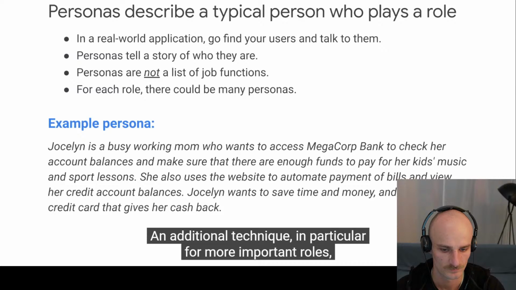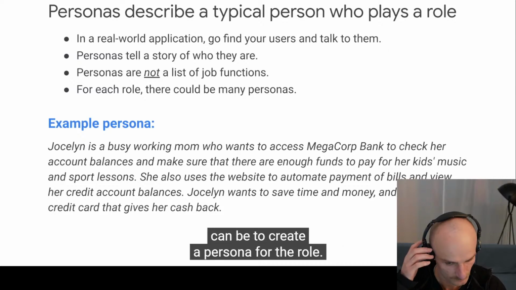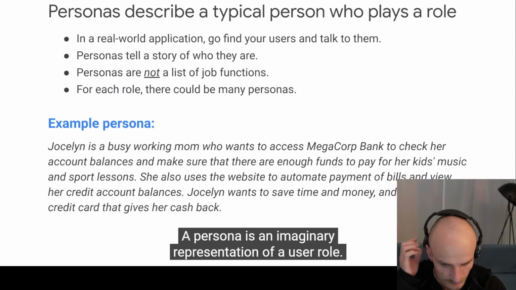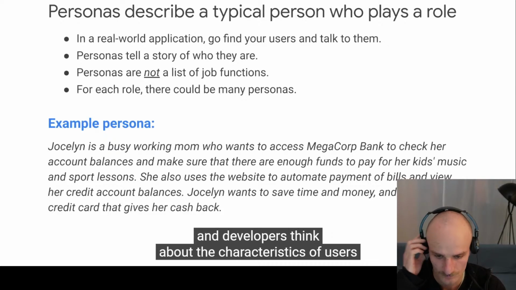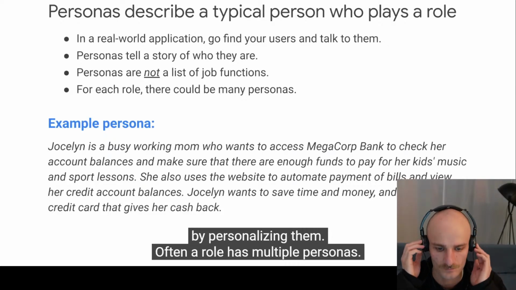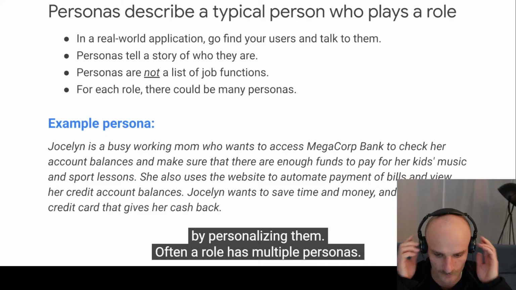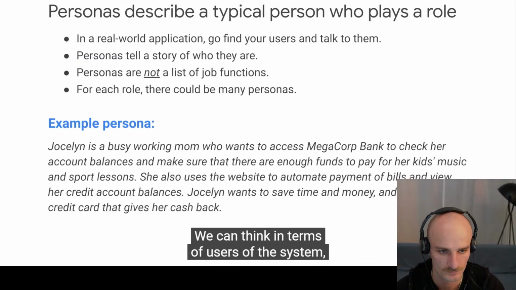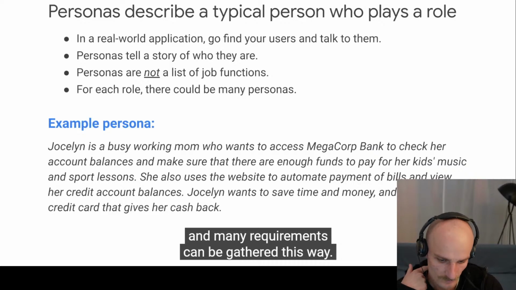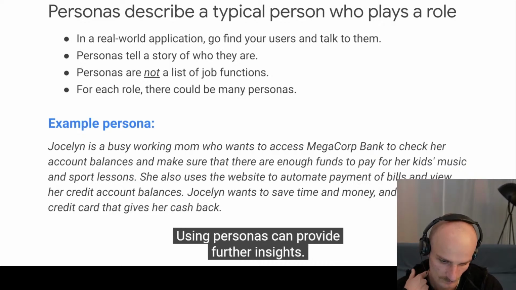An additional technique, in particular for more important roles, can be to create a persona for the role. A persona is an imaginary representation of a user role. The aim of the persona is to help the architect and developers think about the characteristics of users by personalizing them. Often, a role has multiple personas. Consider the example of requirements for a banking application. We can think in terms of users of the system, and many requirements can be gathered this way. Using personas can provide further insights.